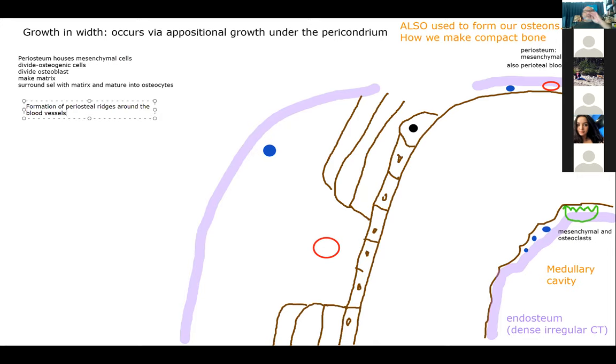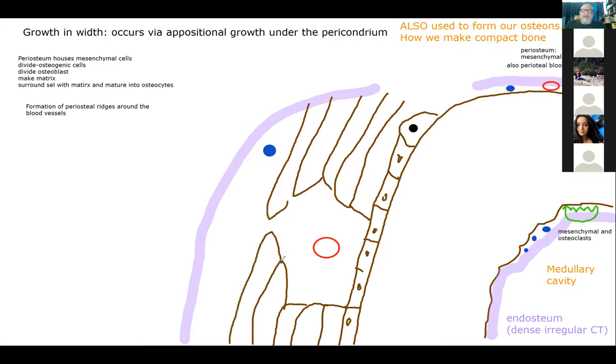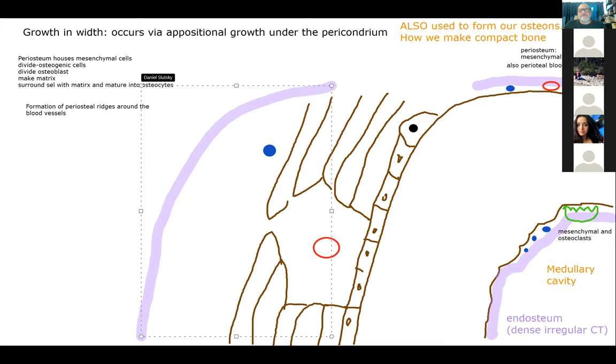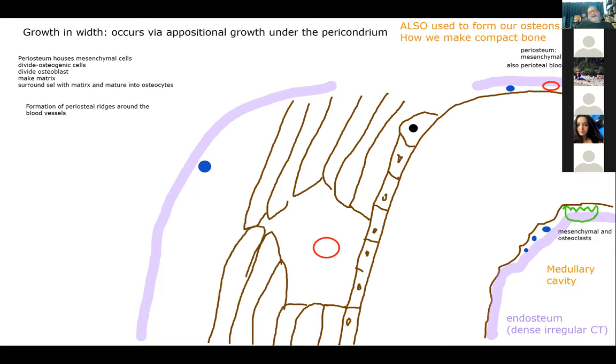So these periosteal ridges start to form around the blood vessel, respecting the space of the blood vessel. However, as it gets further and further away from that blood vessel, the ridges start expanding out more and more until ultimately the ridges fuse together. So what'll happen is that the periosteal ridges fuse together.